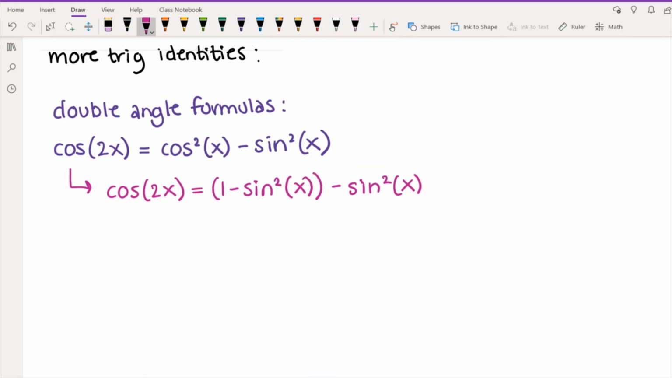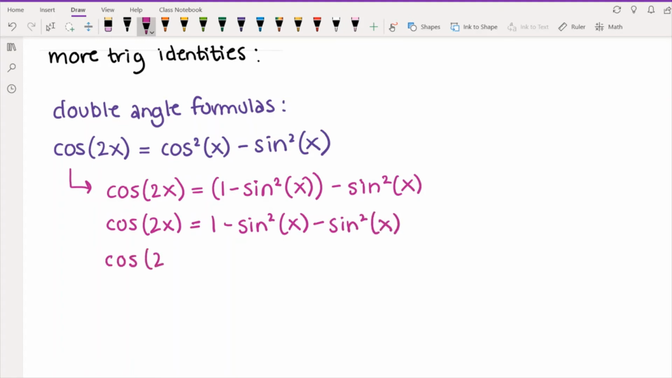And so let's actually simplify that. So that's cosine of 2x is equal to 1 minus sine squared of x minus another sine squared of x. And so that means that cosine of 2x is equal to 1 minus 2 sine squared of x. I guess I didn't really have to write this second step. Let me just jump straight to that. So we have 1 minus 2 times sine squared of x. And so what that means is we can actually express sine squared in terms of cosine of 2x.